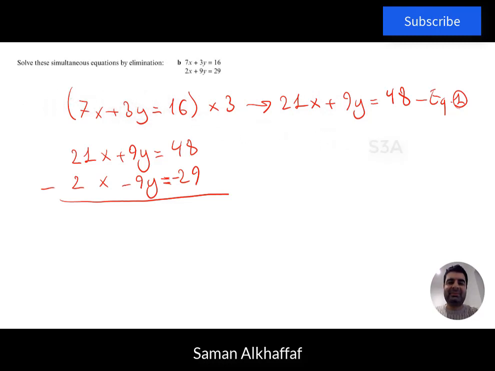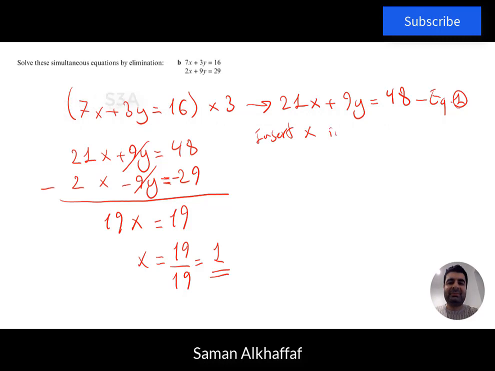So that means 21 take away 2 would give us 19x. The plus 9y and minus 9y will disappear. So we would have 48 take away 29, that would also give us 19. So that would give us x equals 19 over 19, and that would give us 1, the value of x, and we insert x into equation 1.